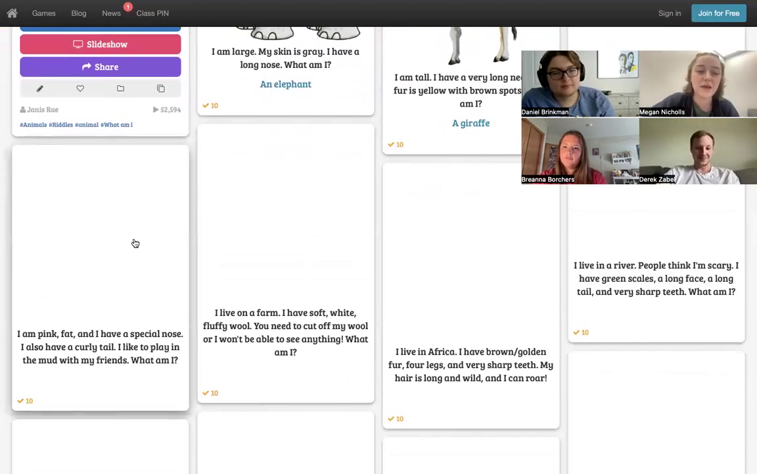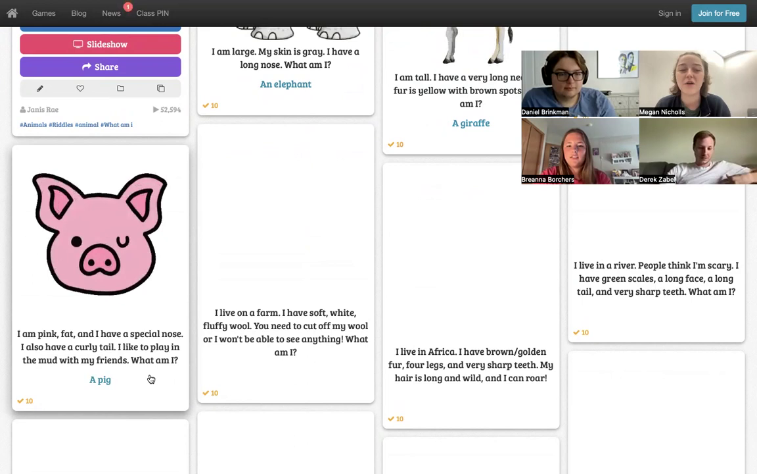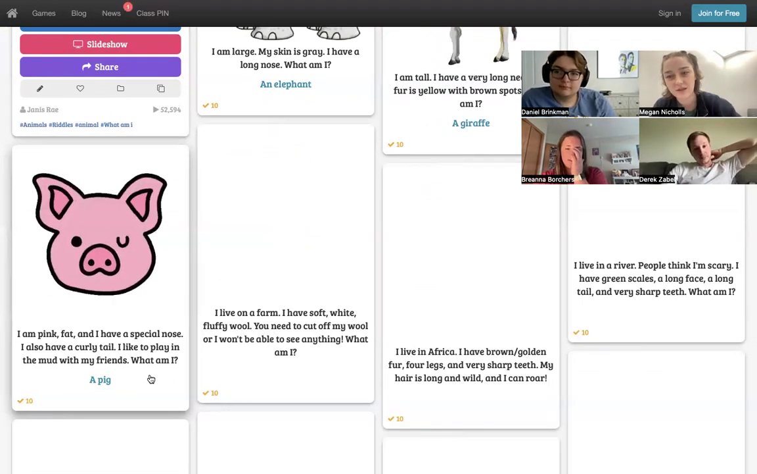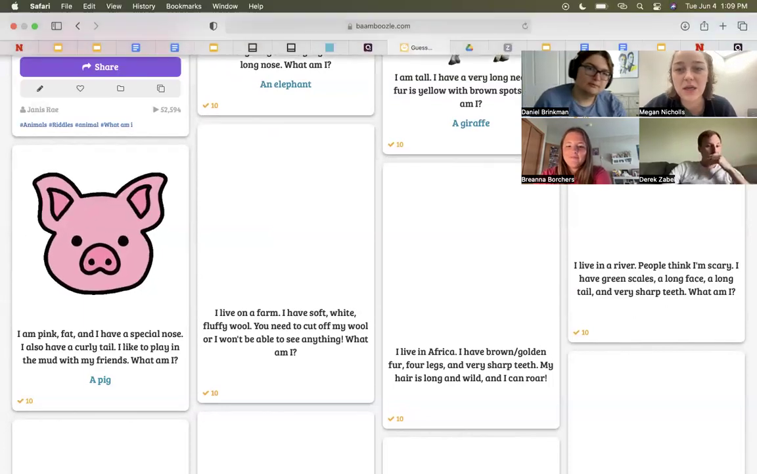Okay, and all right. I am pink, fat, and I have a special nose. I also have a curly tail. I like to play in the mud with my friends. What am I? I would say a pig. Yes, good job. And then from what we know, are pigs mammals or non-mammals? Yes, they're mammals. Good job. All right, great job, everybody.